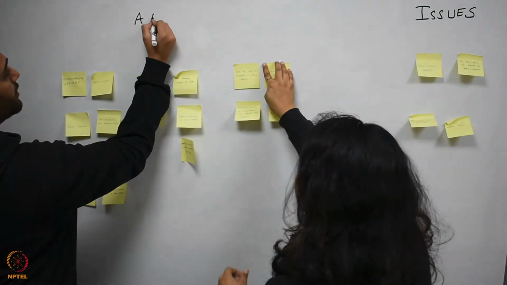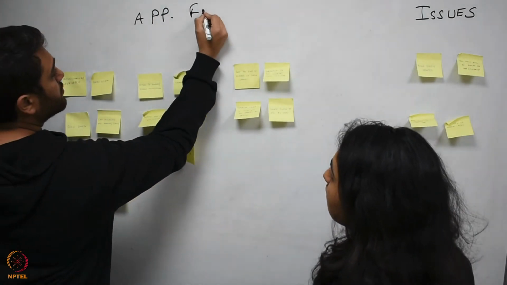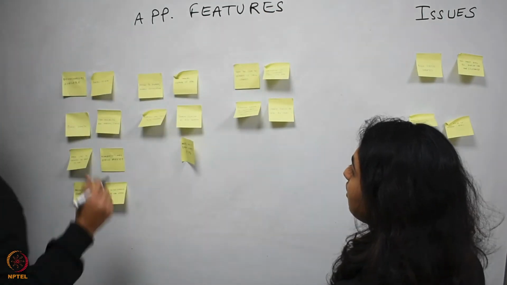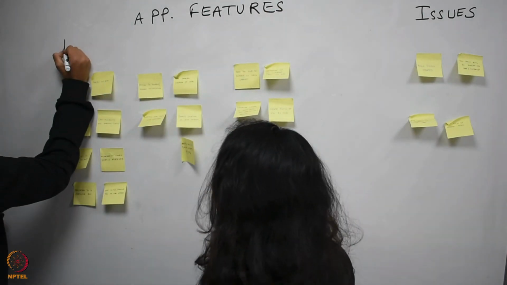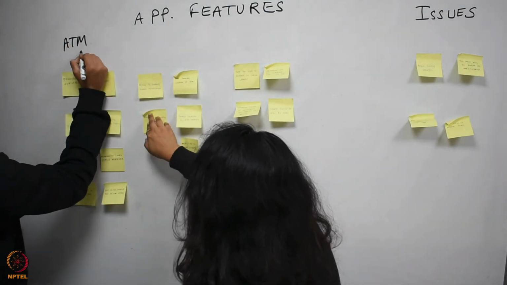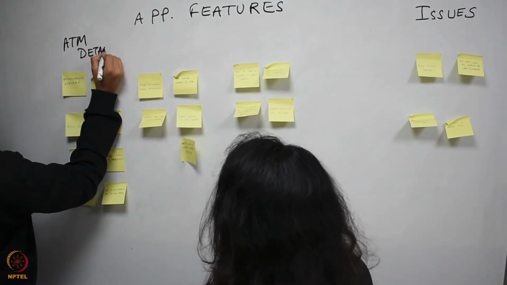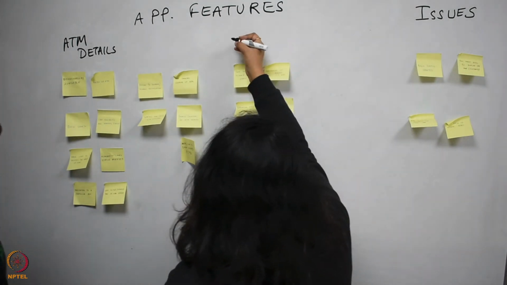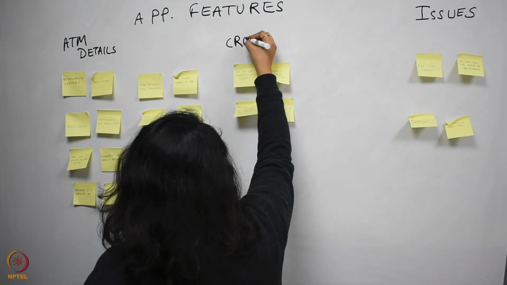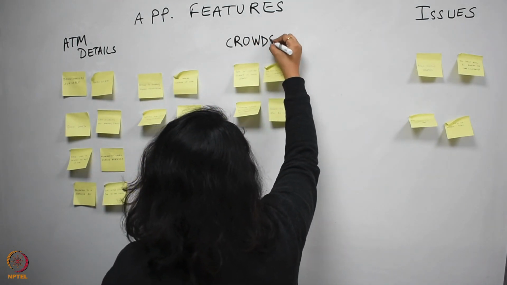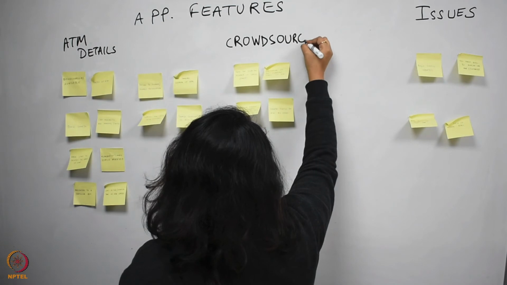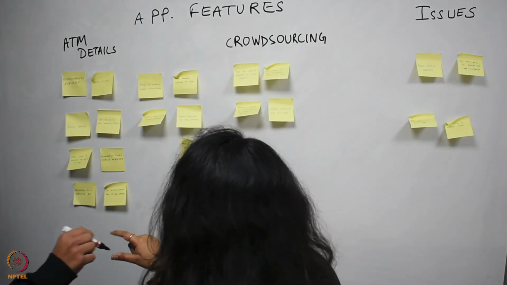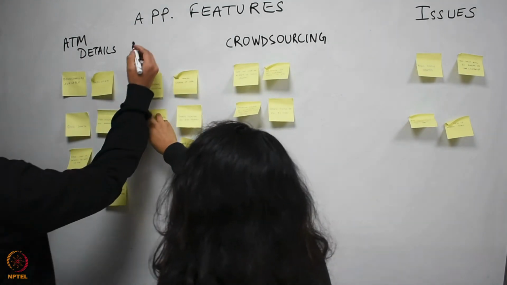So let's name it something like application features. Yeah. Right? And this should be ATM details. This is somehow telling us about crowdsourcing. And for this would be system, I guess. Talking about a system. Yeah.